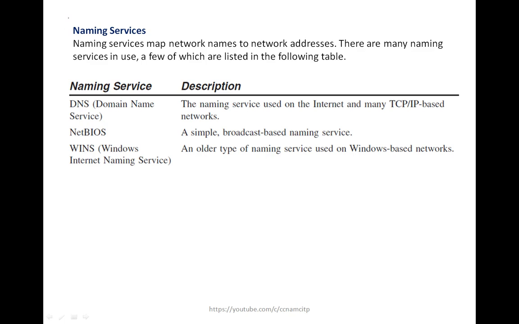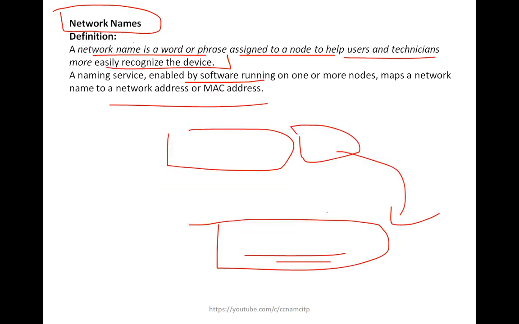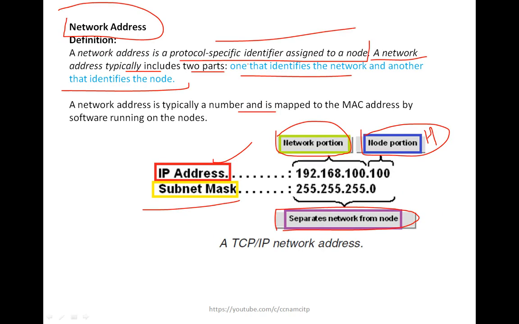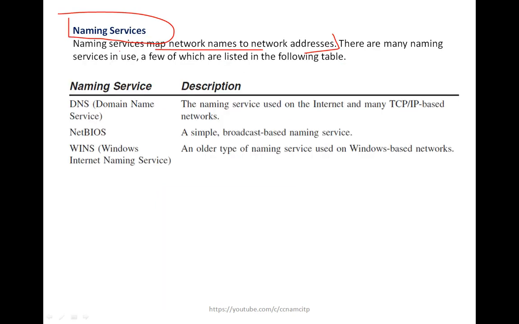So now next thing guys, here naming service. Naming service maps network name to network address. Network name, I told you, is just a unique name or word, and this was your network address. There are many naming services in use, a few of which are listed below, like DNS domain name service, NetBIOS, WINS.